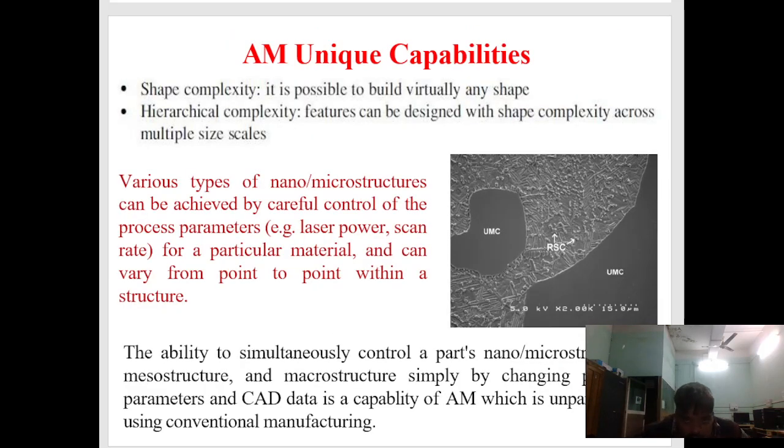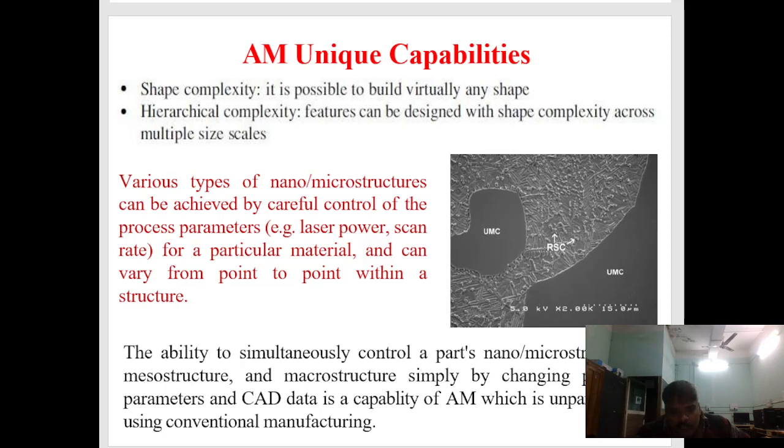Additive manufacturing unique capability: shape complexity. It is possible to build virtually any shape. Hierarchical complexity: features can be designed with shape complexity across multiple size scales. Various types of nano and microstructure can be achieved by careful control of the process parameters.